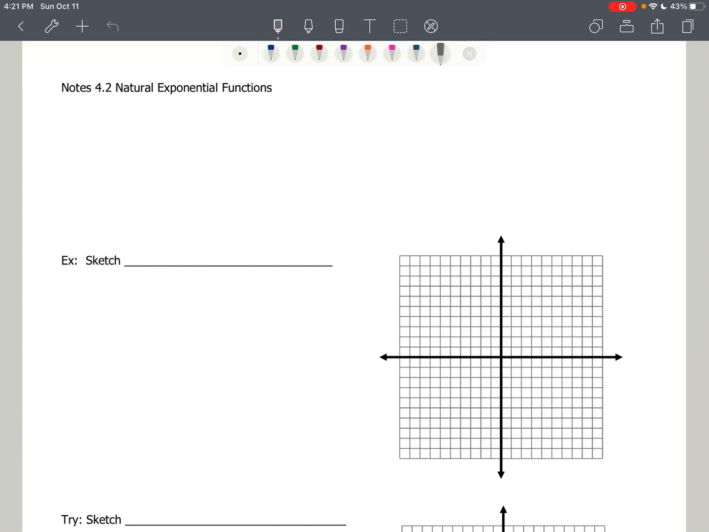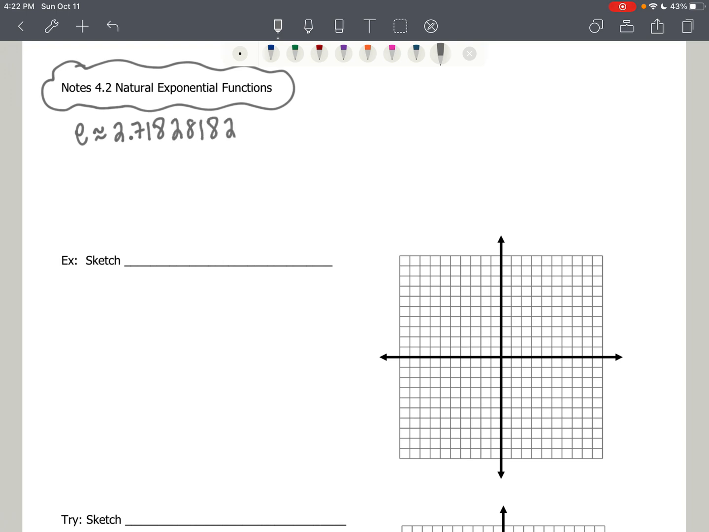The natural exponential function has to do with the number e. The decimal approximation of e is 2.71828182846, and it is irrational, so there's no pattern. It is similar to pi in that it has a decimal approximation. The decimal approximation that we're going to go out to is 3 decimal places. It's approximately 2.718.